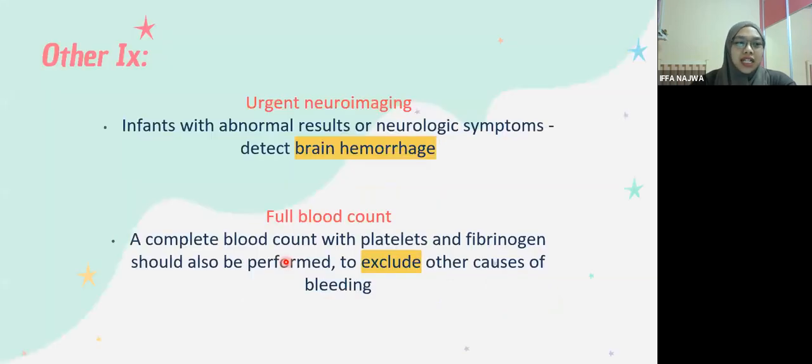So for other investigation, if you notice any neurologic symptoms, you should find the evidence of brain hemorrhage using radiological imaging, which is the CT and MRI. And also do the full blood count to exclude other causes of bleeding, such as the thrombocytopenic disorders. And also, what is another thing that is important?